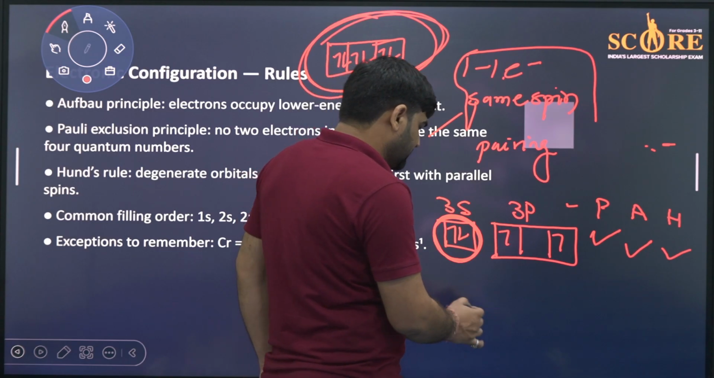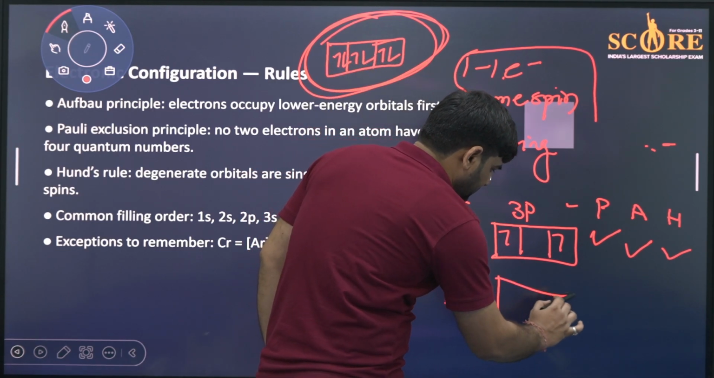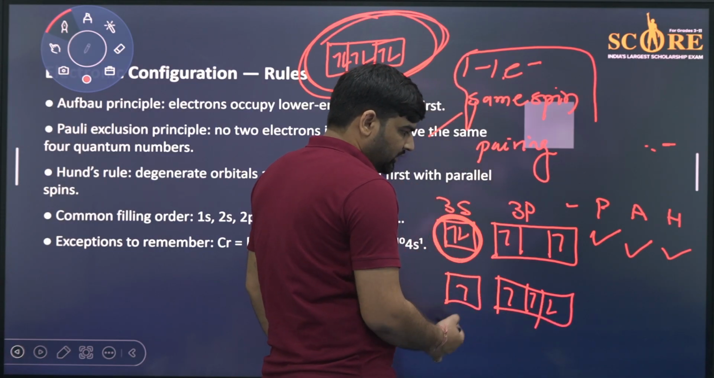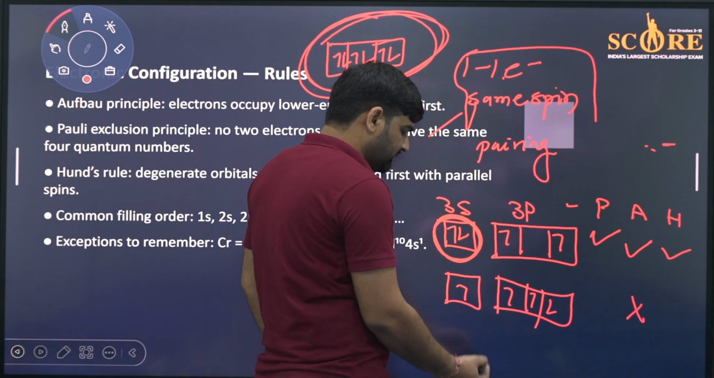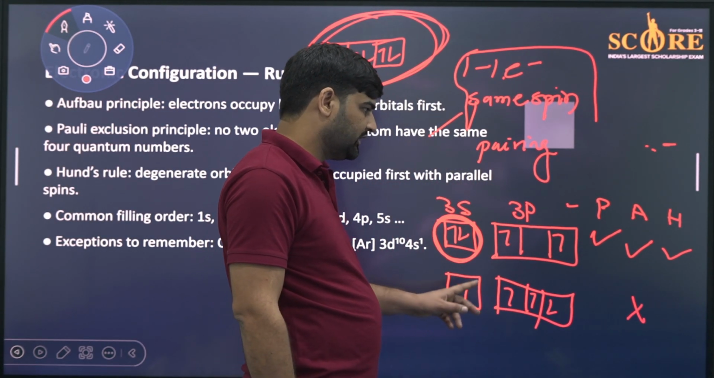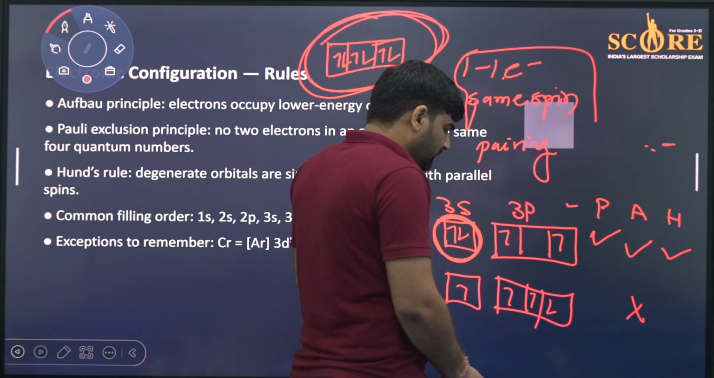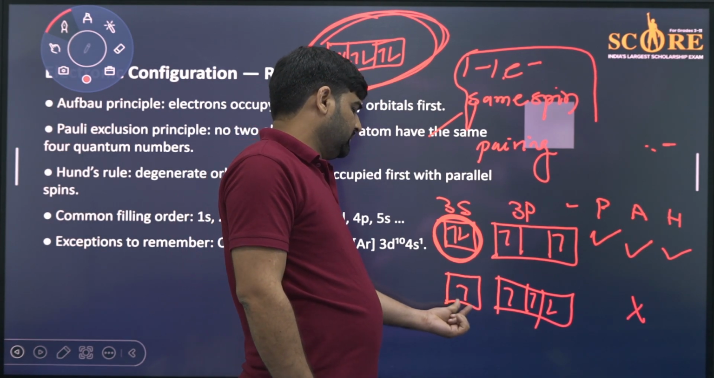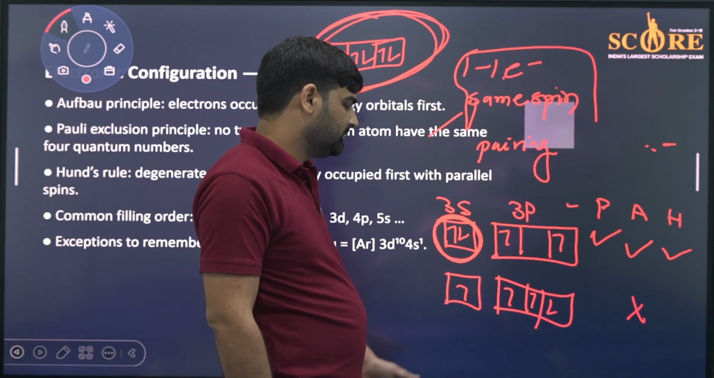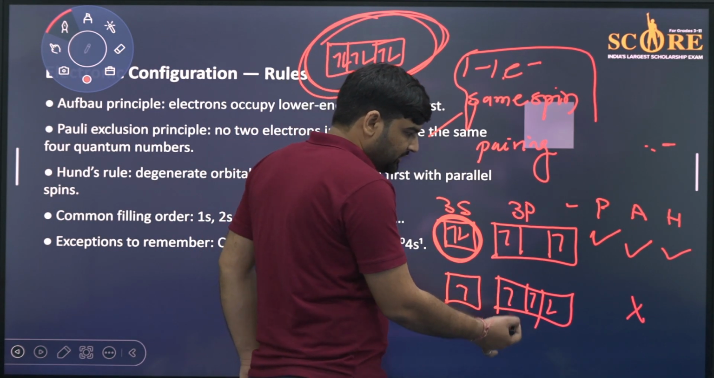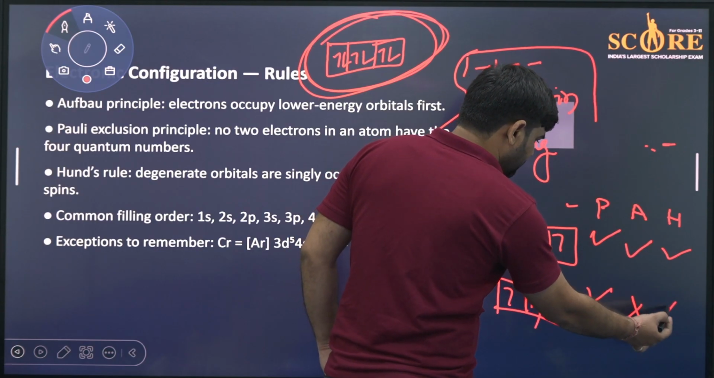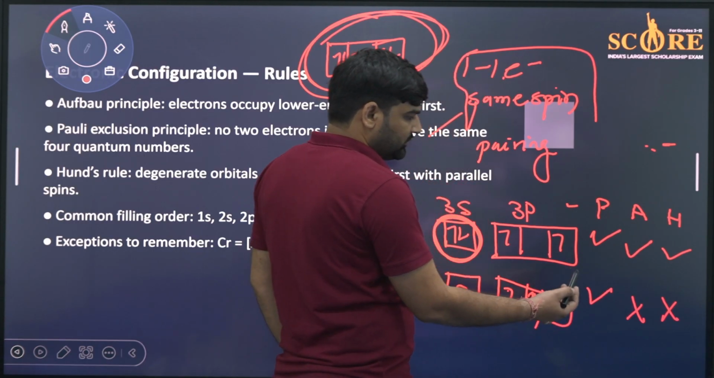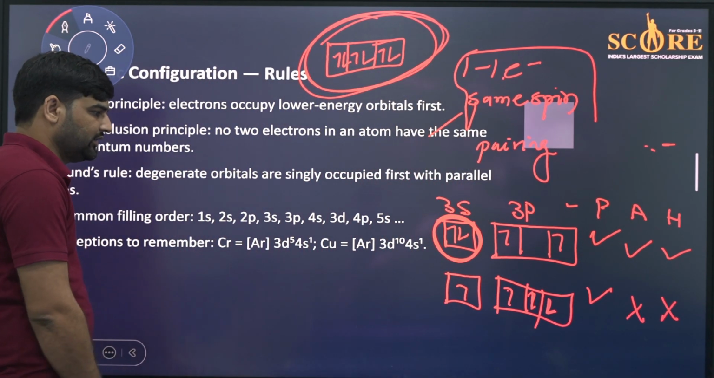Now I made a correction. Then this principle is not followed, because first of all we have to fill up this. After that, what about Pauli? Pauli is correct. According to Pauli, an orbital can have maximum 2 electrons with opposite spin, and Hund's is not followed because you have to fill up with the same spin. So you can say likewise.